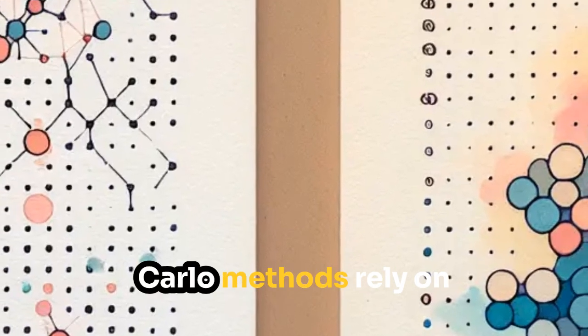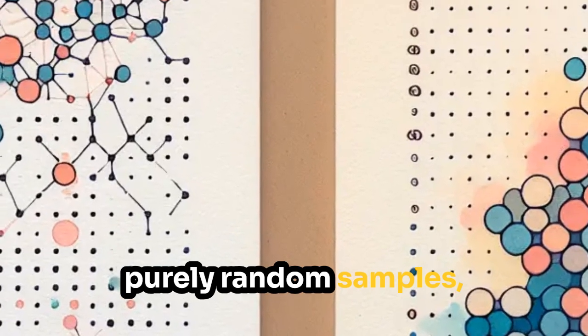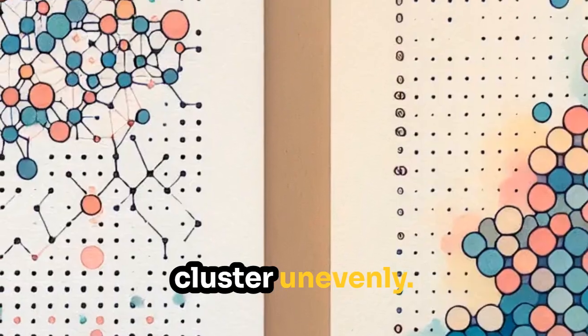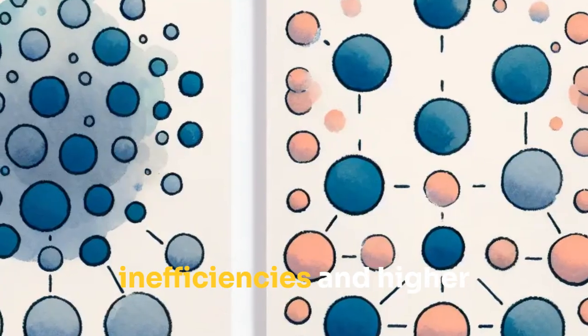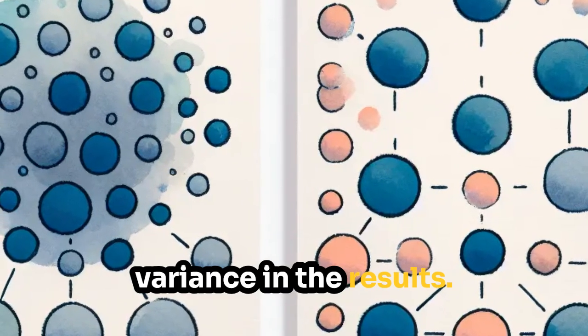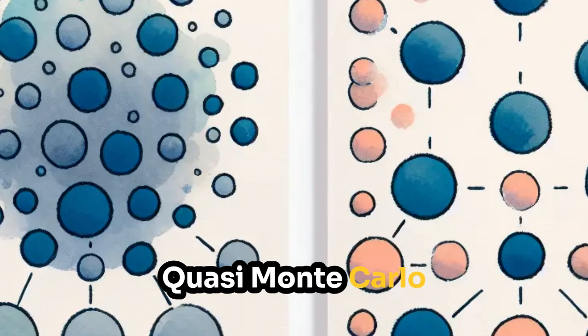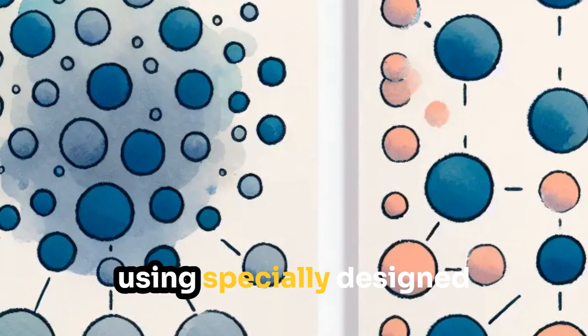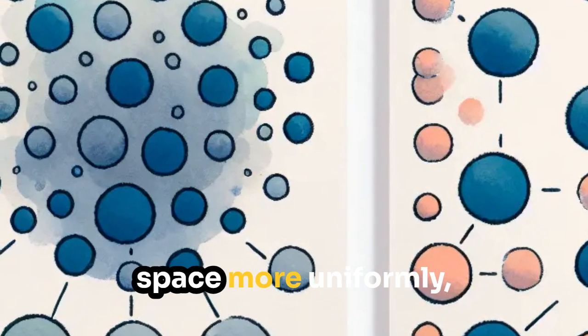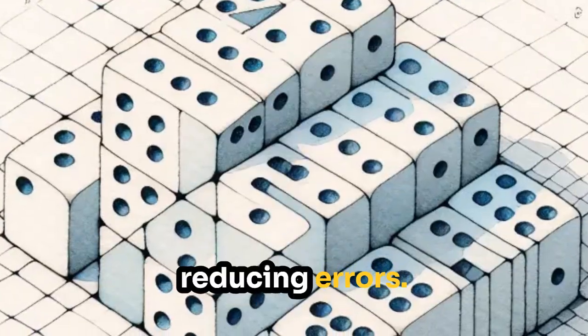Traditional Monte Carlo methods rely on purely random samples, which can sometimes cluster unevenly. This can lead to inefficiencies and higher variance in the results. Quasi-Monte Carlo methods address this by using specially designed sequences that fill the space more uniformly, reducing errors.